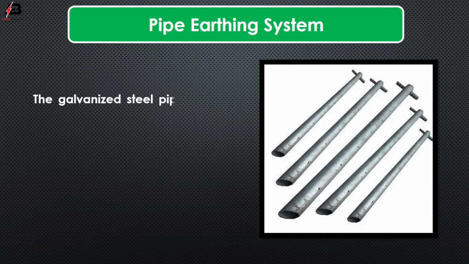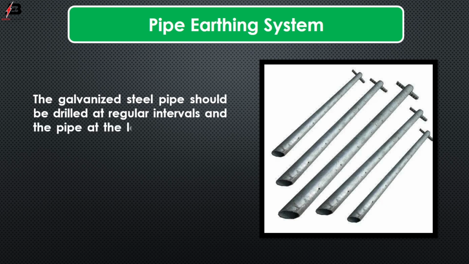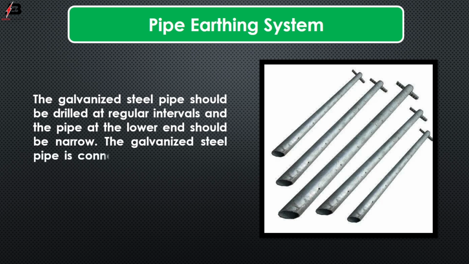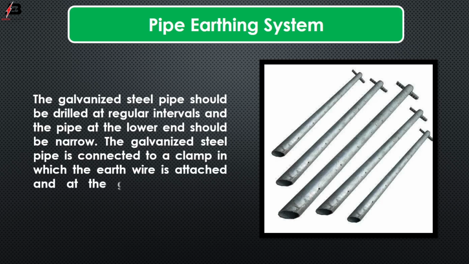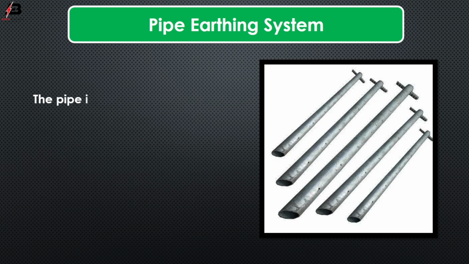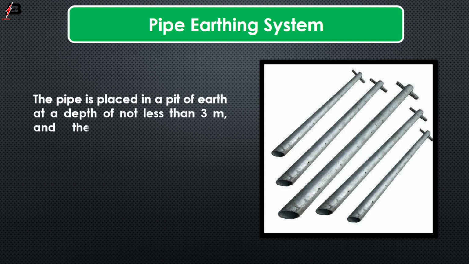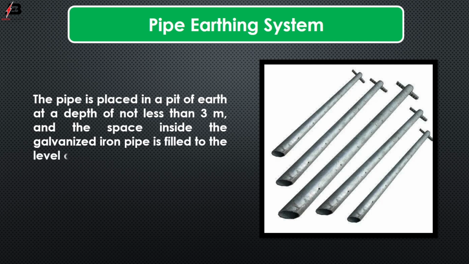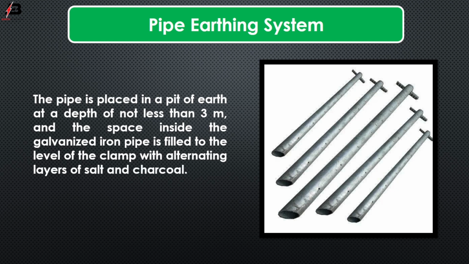The galvanized steel pipe should be drilled at regular intervals and the pipe at the lower end should be narrow. The galvanized steel pipe is connected to a clamp in which the earth wire is attached, and at the ground, this pipe diverts the electrical conduction. The pipe is placed in a pit of earth at a depth of not less than 3 meters, and the space inside the galvanized iron pipe is filled to the level of the clamp with alternating layers of salt and charcoal.